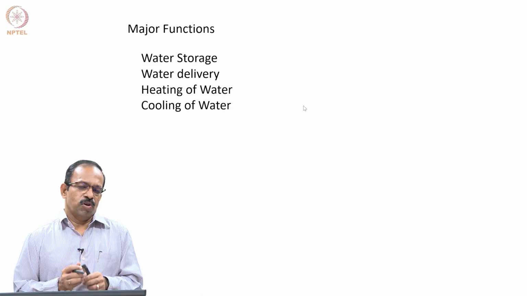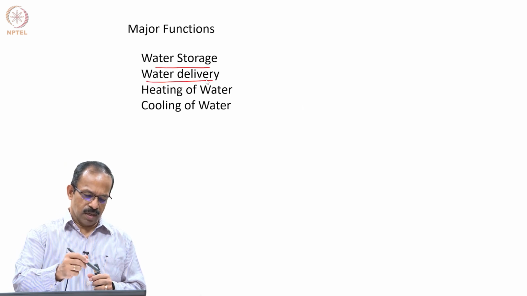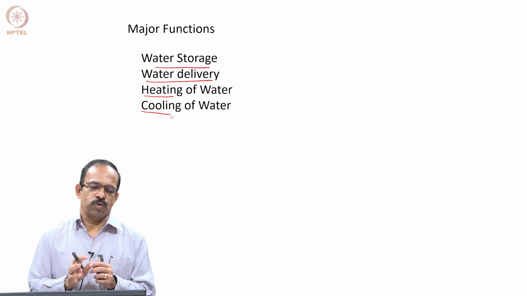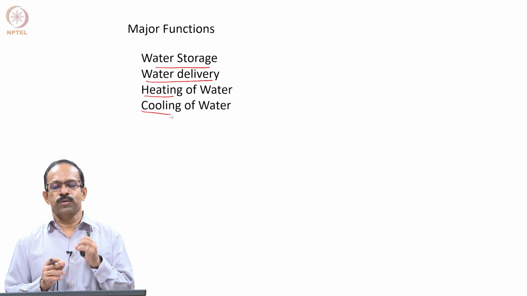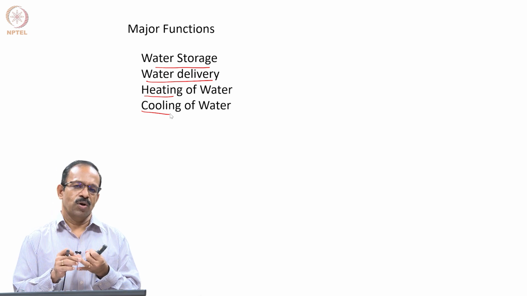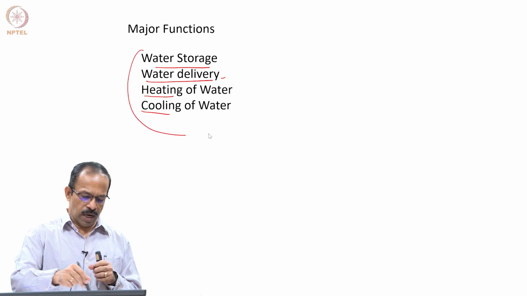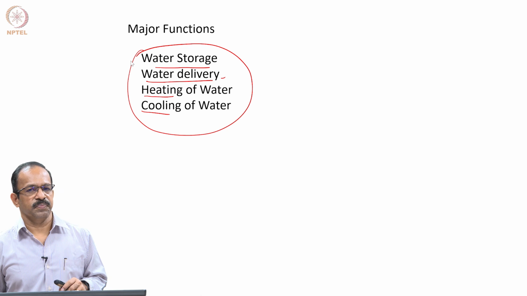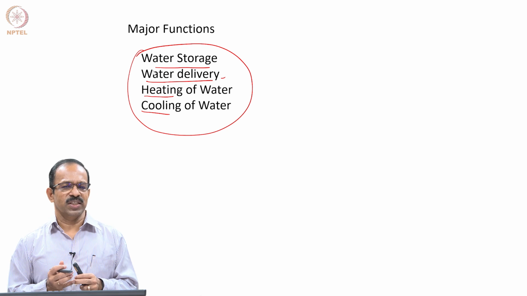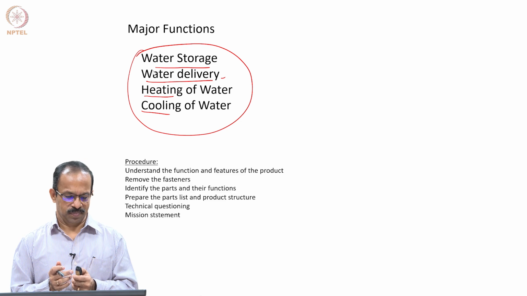And you know the main function of this product is to store the water and deliver the water, both hot and cold water. So these are the main functions of this product. This product should have some facility to store water, some facility to heat water or to cool water, and then dispense the water. So you need to have these four functions in the product. We need to see how these four functions are actually put into the product, or how the different parts actually contribute in doing these main functions.